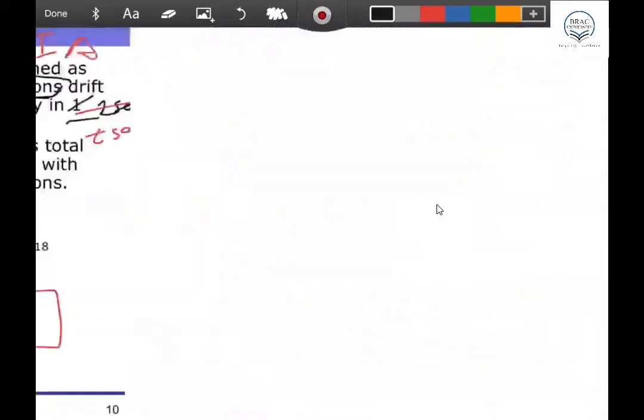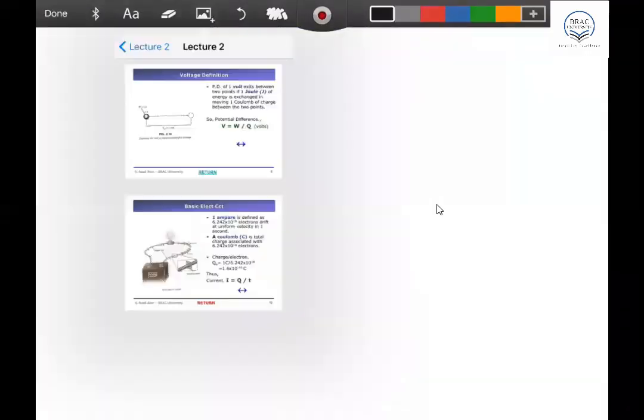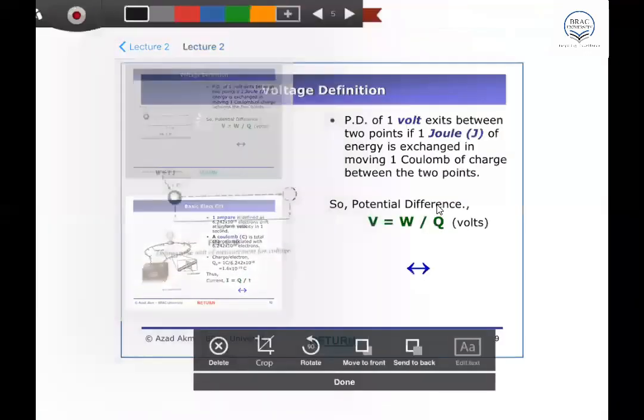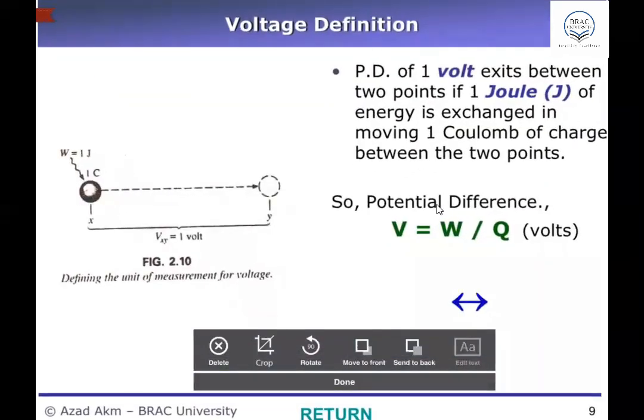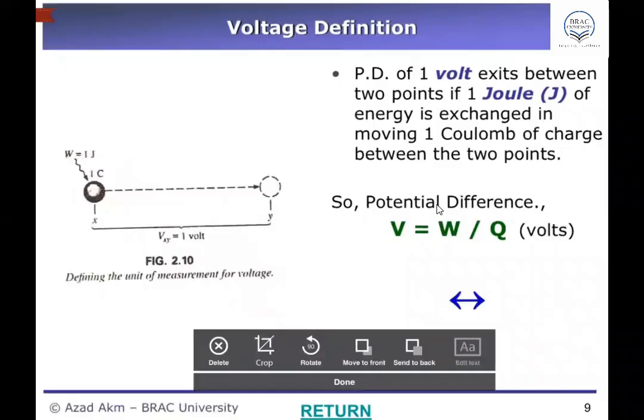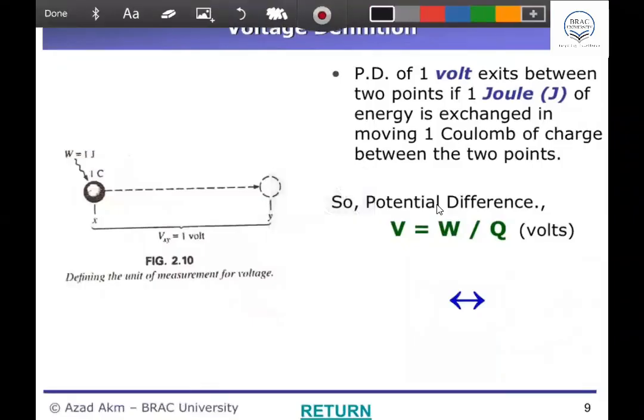Okay, let's have a look at these things. I think you have seen from this. Now look at it. The definition of 1 volt. Last time we saw the definition of 1 ampere. This time we are going to see the definition of 1 volt. Now look at it very carefully.